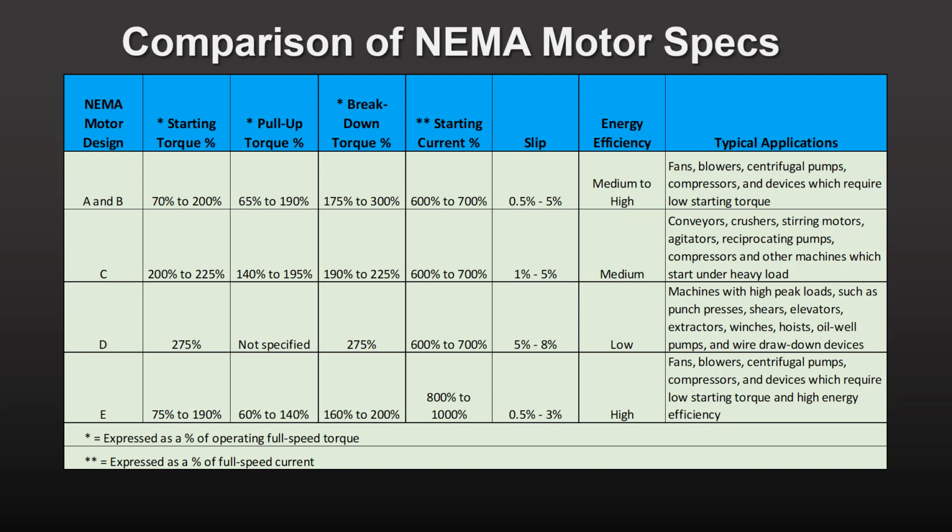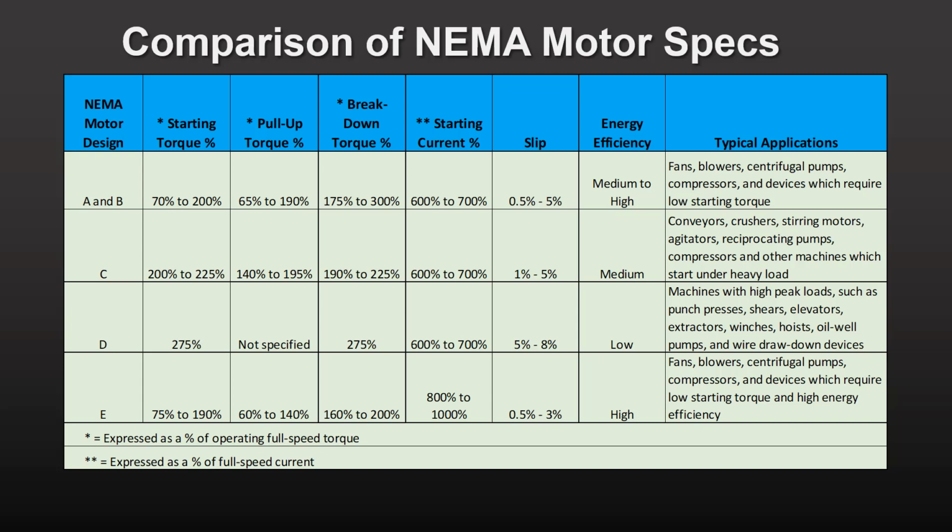Type D motors have the highest starting torque and are usually used in machines that need it, such as presses, elevators, or lifting equipment. Type E motors have a relatively low starting torque, but also low slip and the highest energy efficiency. They're used in applications which need these requirements, such as fans, compressors, and pumps, which tend to be run 24/7.